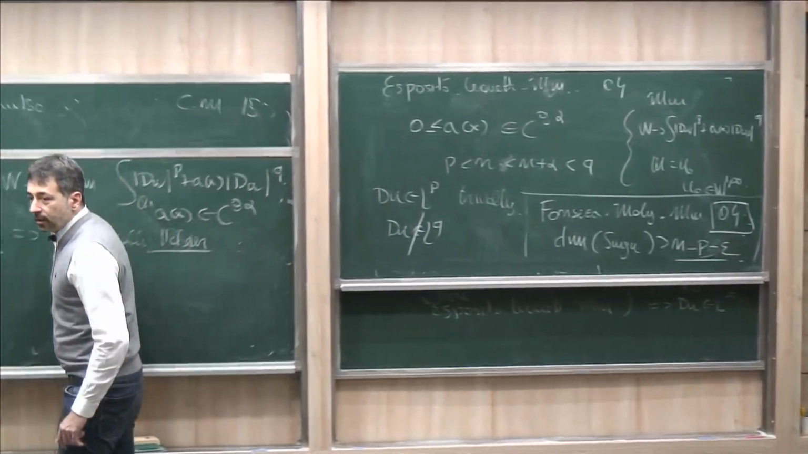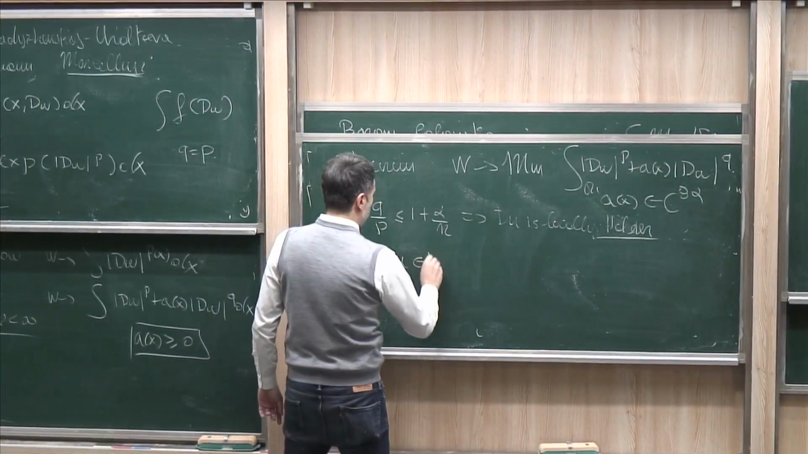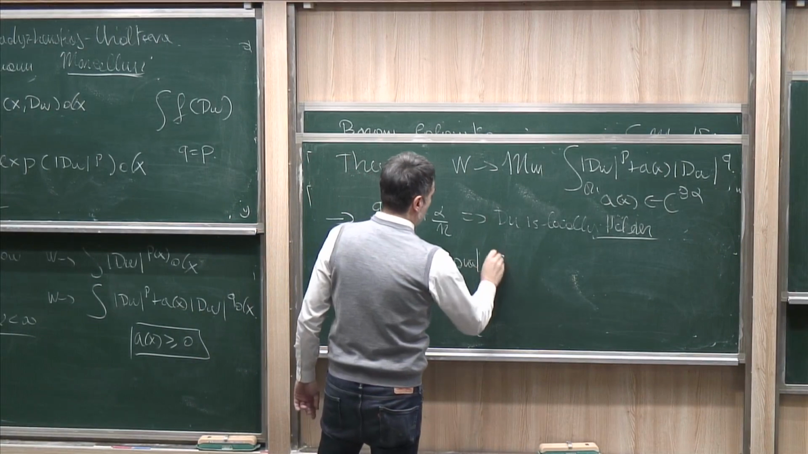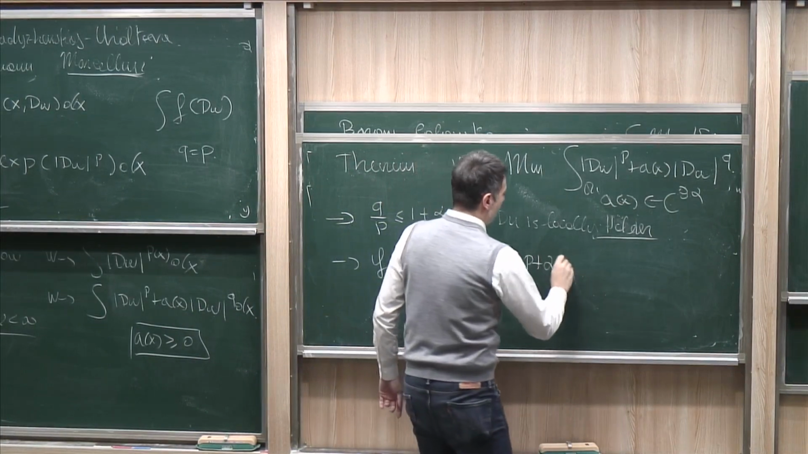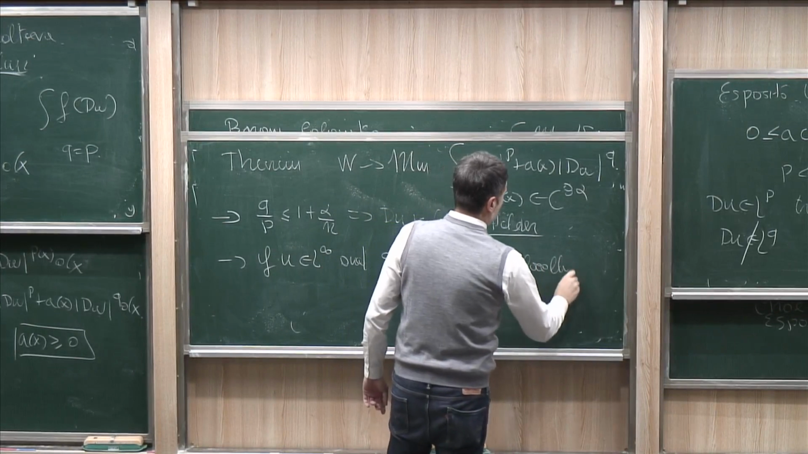So we have a second theorem. If u belongs to L infinity and q is less than or equal to p plus alpha, then Du is locally Hölder.